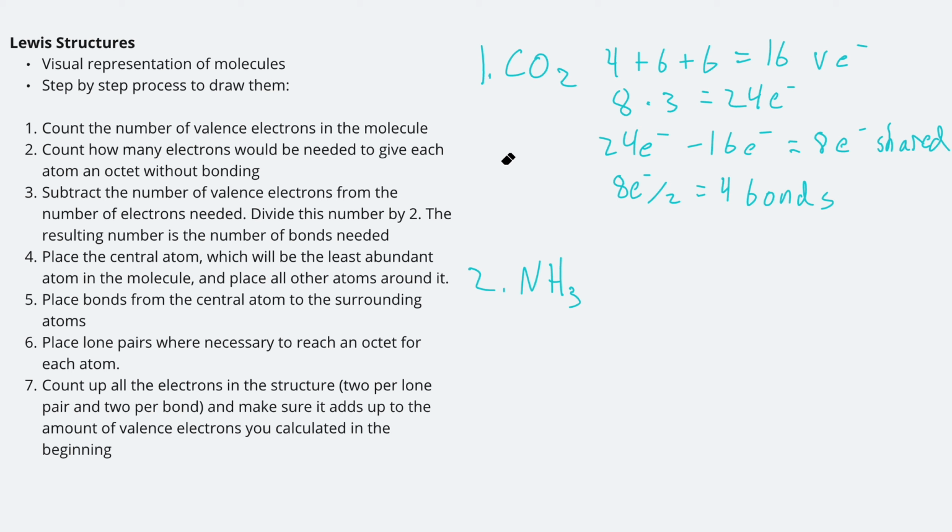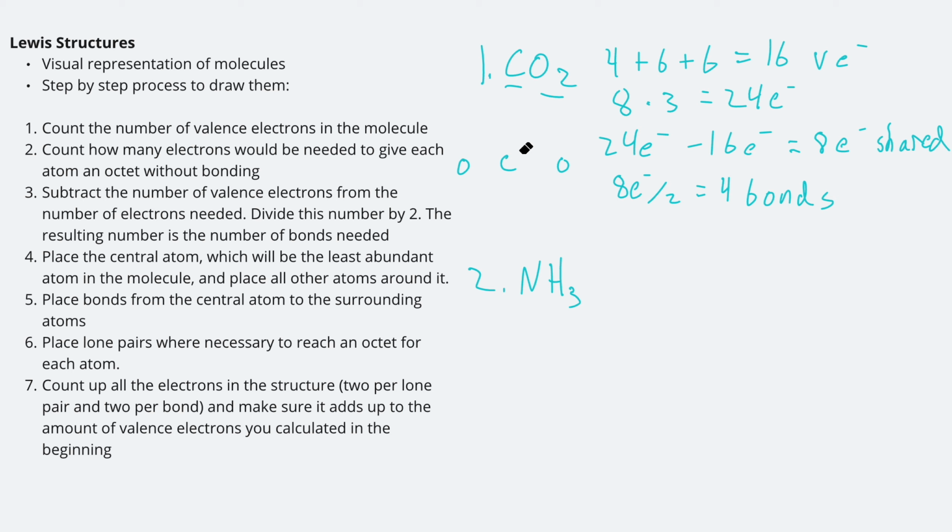So after you do this calculation, now all you have to do is finish by drawing the molecule. So start by finding your least abundant atom. So there's 1 carbon and 2 oxygens. So carbon is the least abundant. So we place carbon in the center and then place the rest of the atoms just around your central atom.